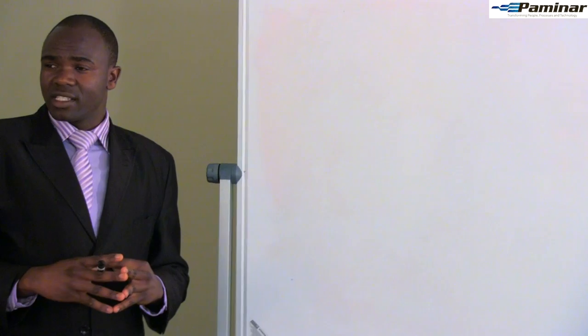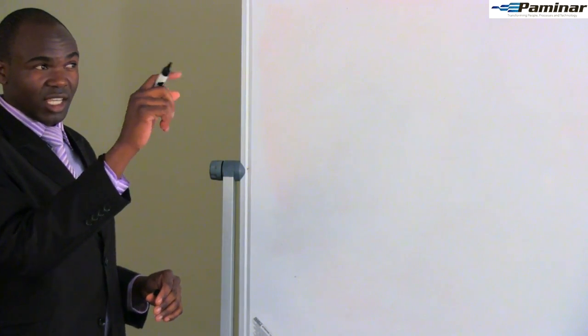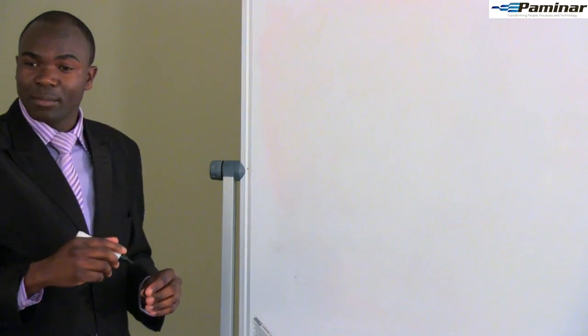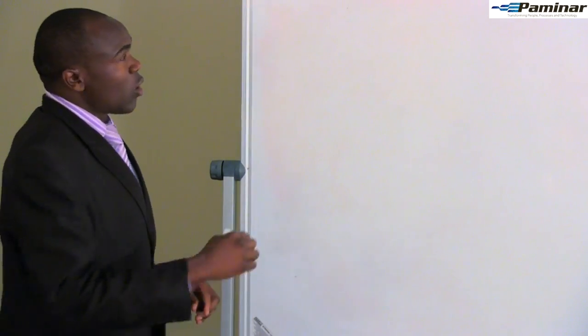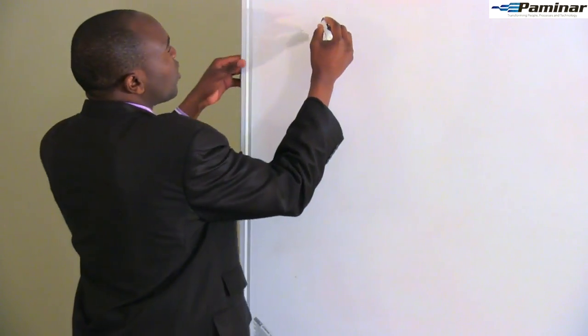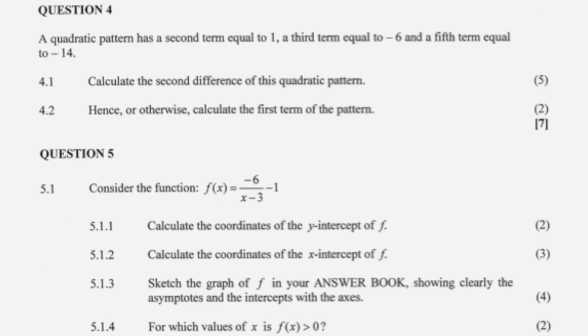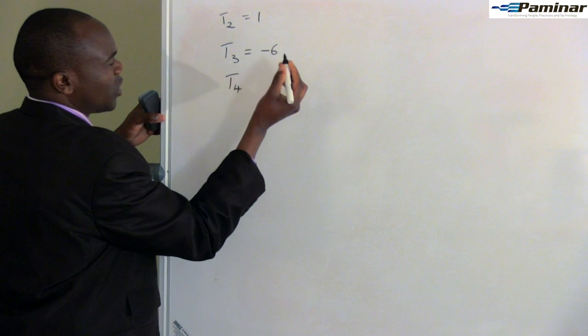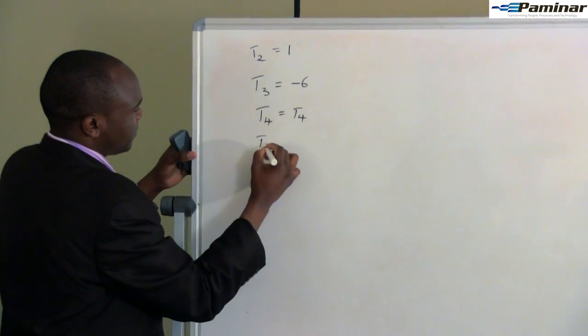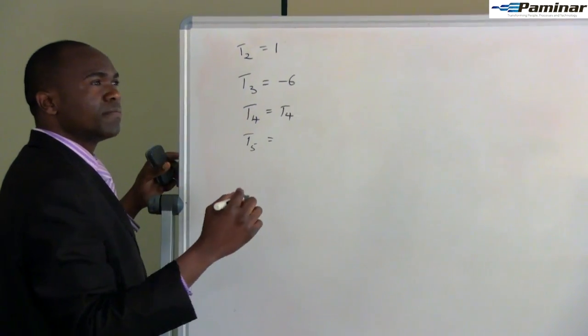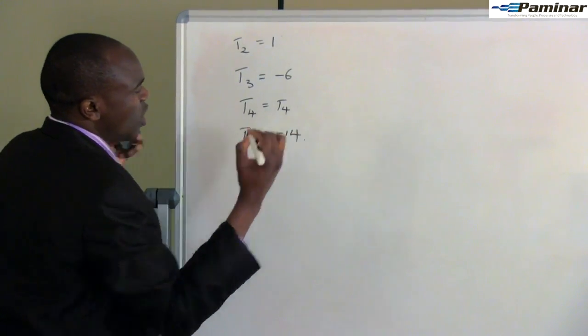When you see a question like this, keep in mind the key terms. It says a quadratic pattern, so we need to know the principle of a quadratic pattern. We're told that the second term, T2, is 1, and T3, the third term, is -6. T4 is not given, so it is called T4. And then T5 is -14.